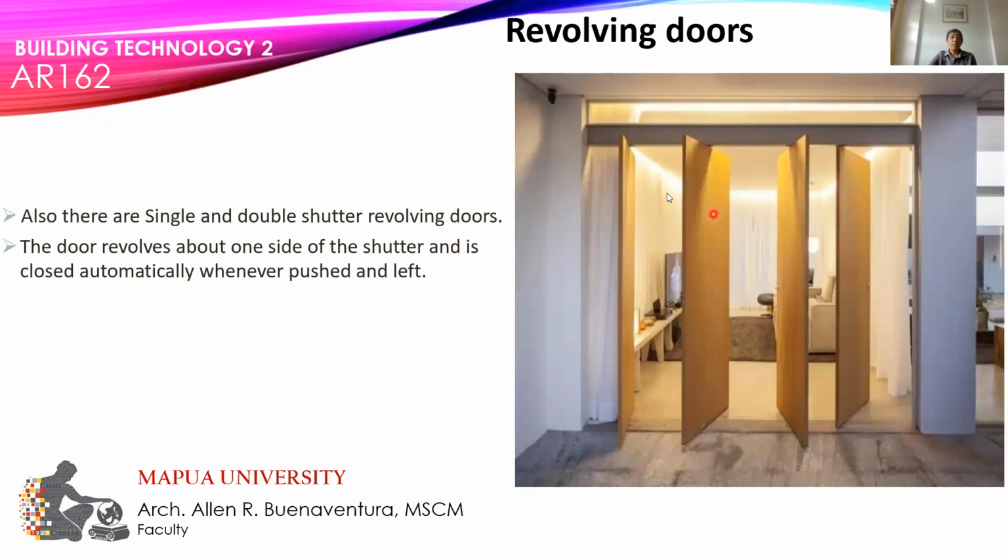So this is another type of revolving door, used as a partition for a room or a wall. Sometimes this is called single and double shutter revolving doors. The door revolves on one side of the shutter and it is closed automatically whenever pushed and left. This is a typical door used for a convention center, or for bedrooms like this one.